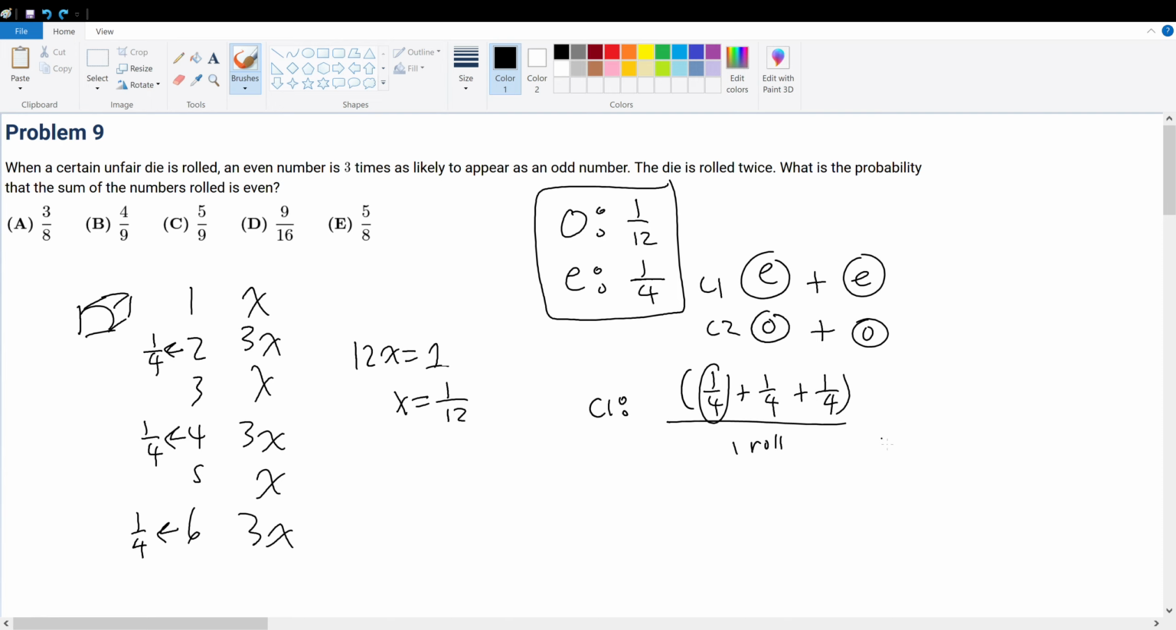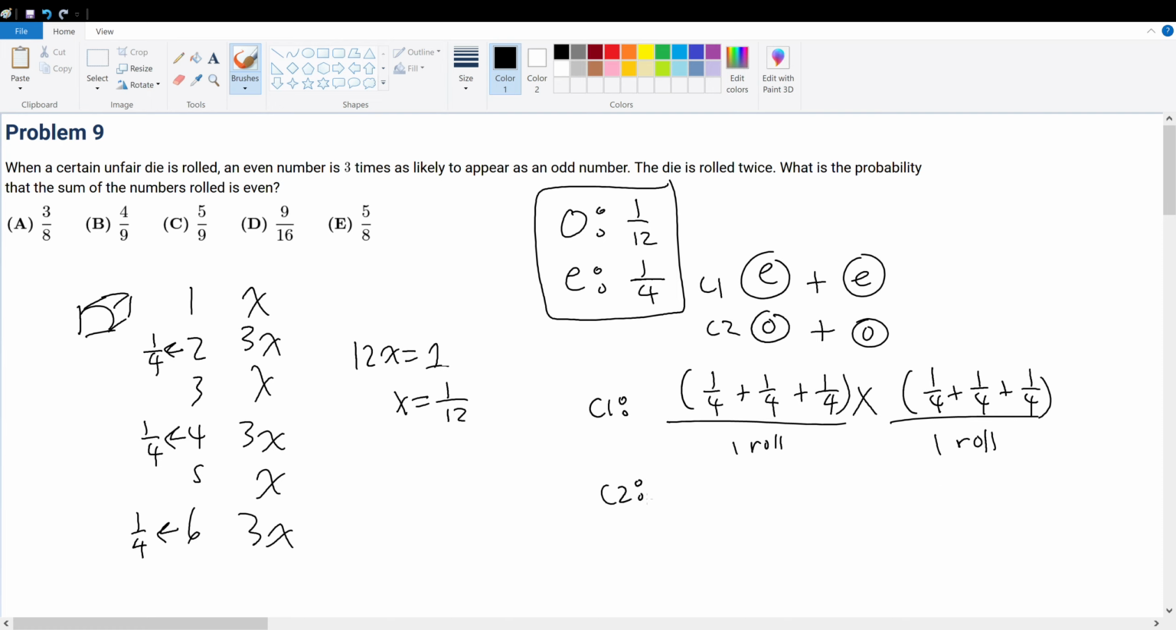Now using the same die, we roll it again, and if we roll it again, that means for "and" relationships in probability we multiply. And so we're using the same die here, so this is the exact same probability, which is 1 over 4 plus 1 over 4 plus 1 over 4, because we want all evens again. Now that will summarize case 1.